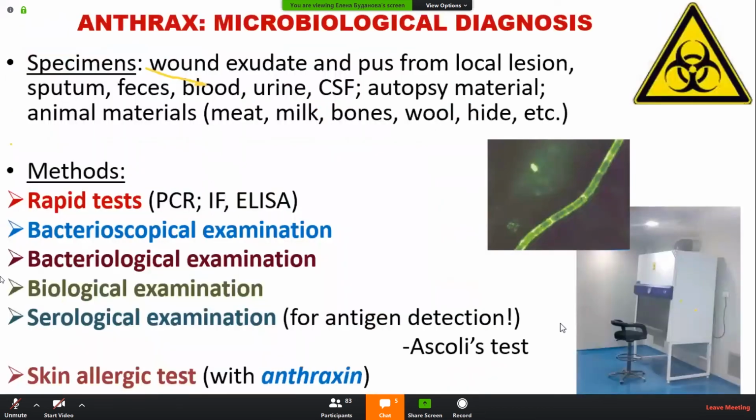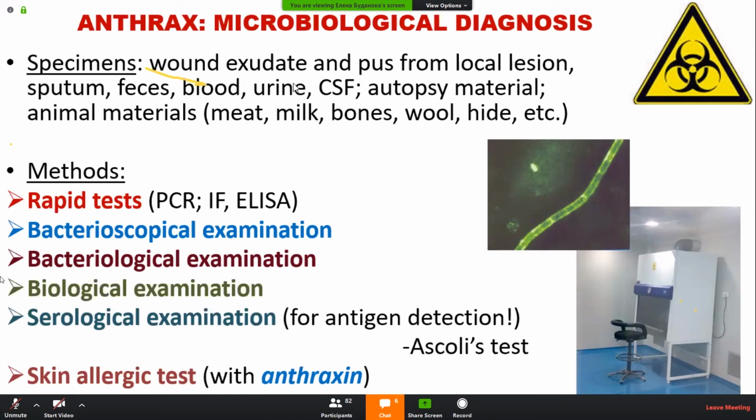Well, microbiological diagnosis. We are very close to the end. Specimens include wound exudate, pus from local lesion from carbuncle, sputum in pulmonary form, feces in intestinal form, blood in systemic disease, I mean septic form. Urine sample can also be tested, and CSF.